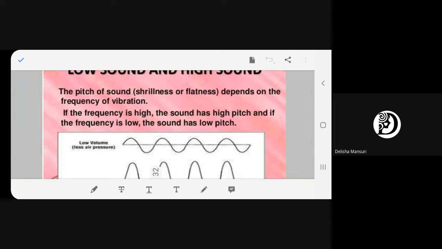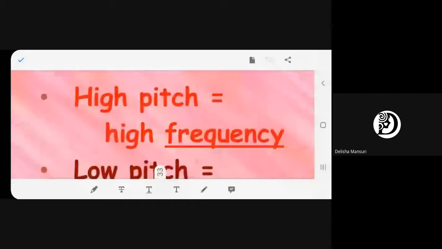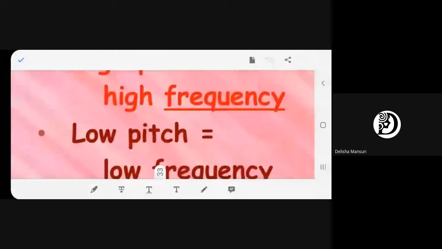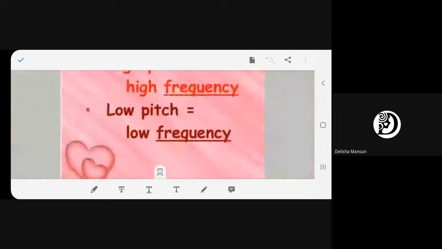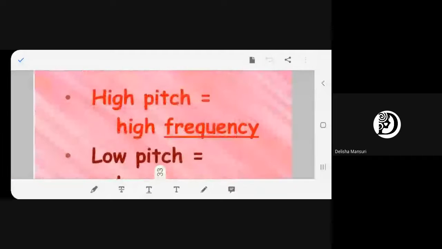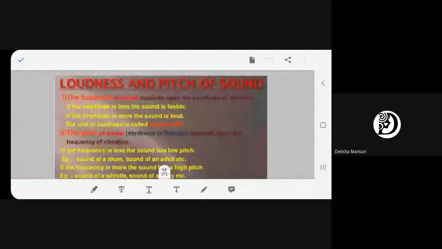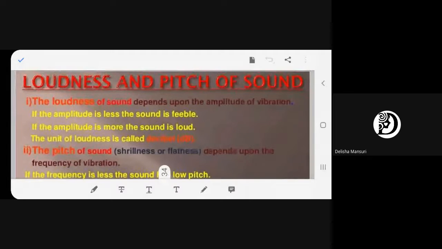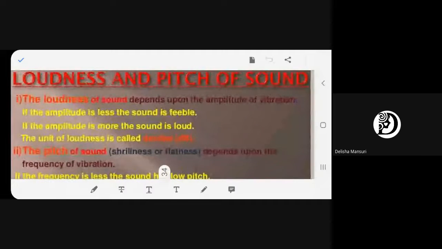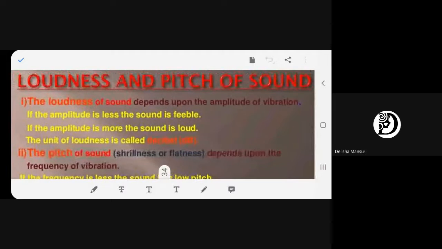Now, what is the relation? High pitch is equal to high frequency. Low pitch is equal to low frequency. Any problem? No, ma'am. It's easy now to understand. Okay? Again, the same thing, high pitch and low pitch, but in a different manner.